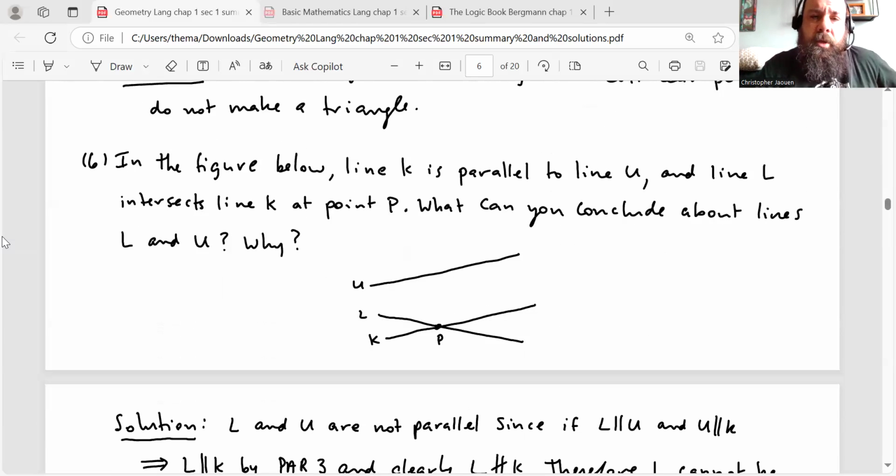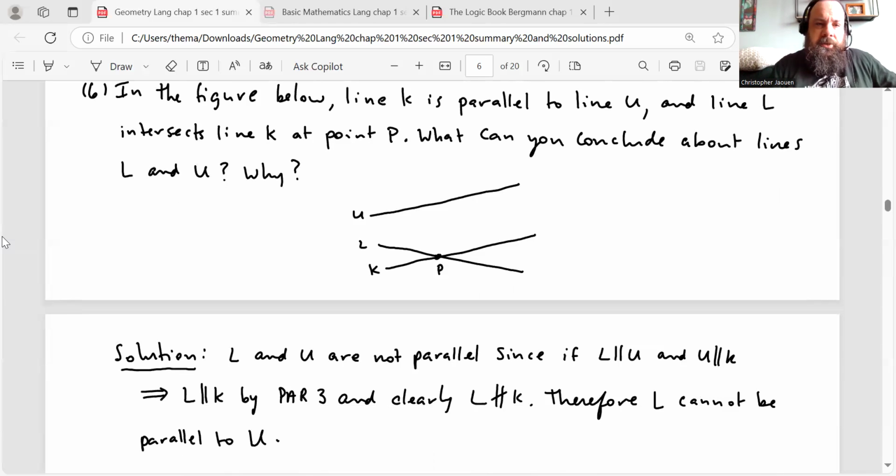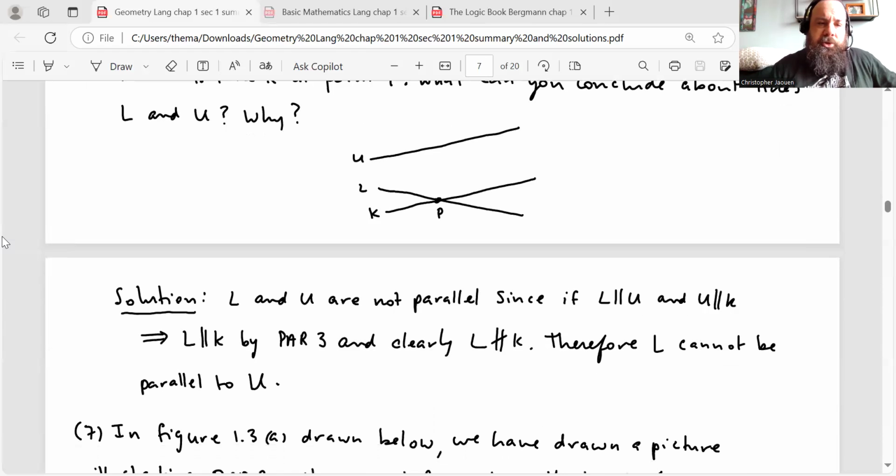All right, question six. In the figure below, line K is parallel to line U, and line L intersects line K at point P. What can you conclude about lines L and U? And Lang wants us to say why. So here's my solution. L and U are not parallel, since if L is parallel to U and U is parallel to K, that implies L is parallel to K by par 3, and clearly L is not parallel to K. Therefore, L cannot be parallel to U.